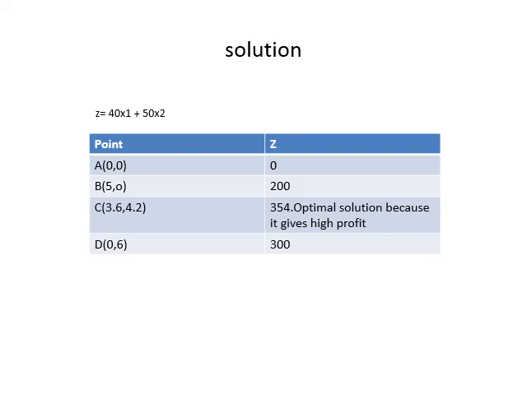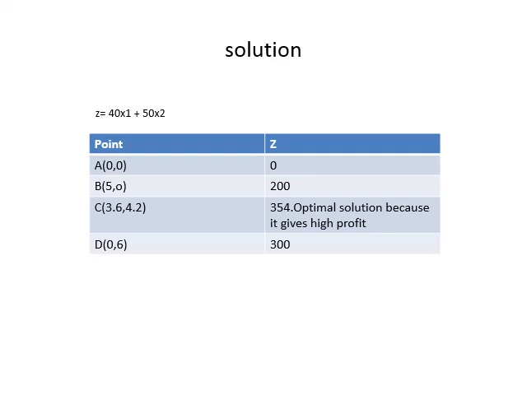Let's move to point B, where x1 equal 5 and x2 equal 0. So 40 times 5 equals 200 and 50 times 0 equals 0. Then our profit is $200.